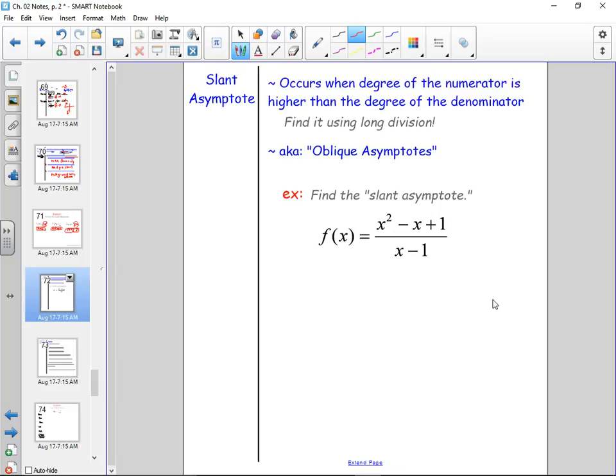Wait, it's not just any higher. It's only higher by 1. Only higher by 1. So it's not a lot higher in terms of degrees. It's only higher by 1.